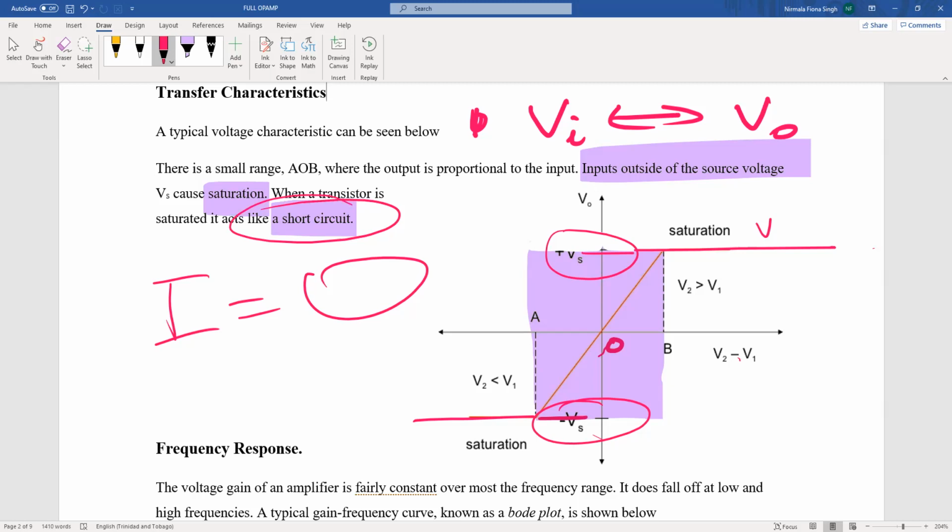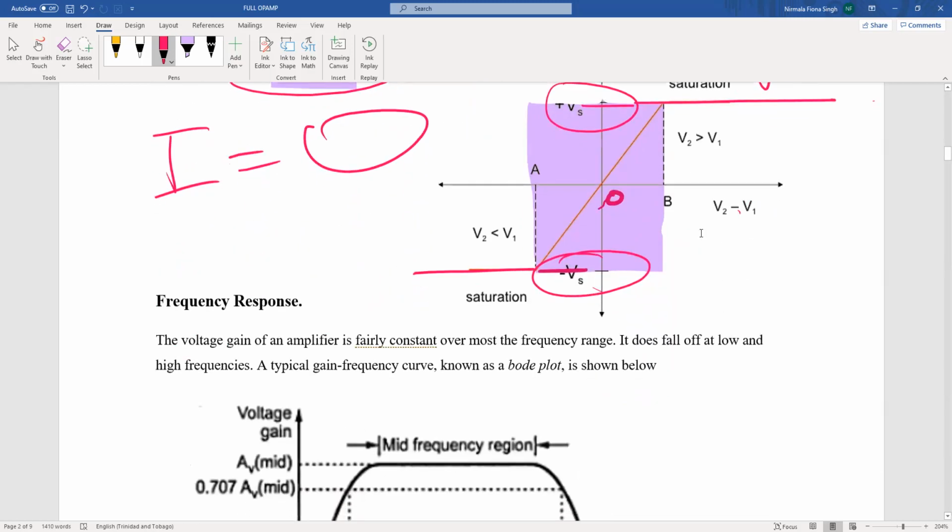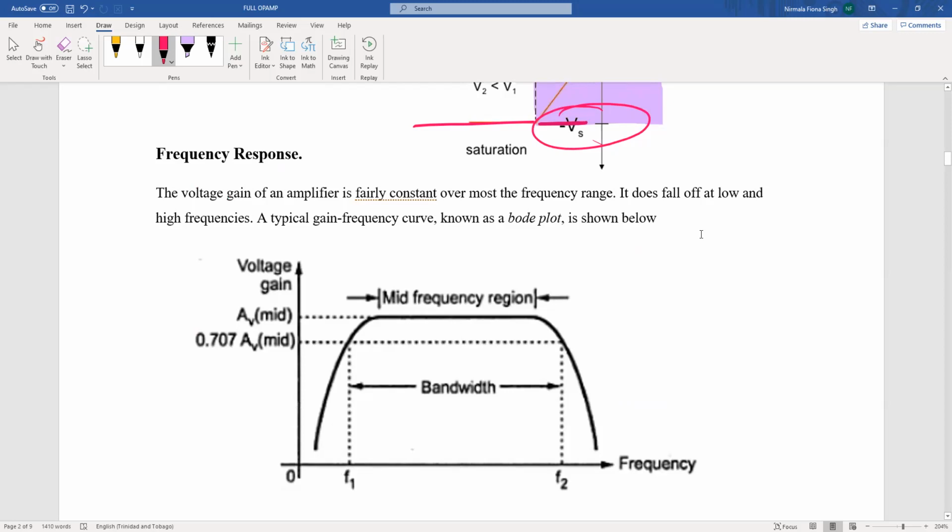And short circuits mean that current is no longer flowing. So it's again turned off. It's not working at that time. I didn't say it's broken, it's just not working. Frequency response. Now, the voltage gain of an amplifier is fairly constant over most of the frequency range. It does fall off at low and high frequencies.